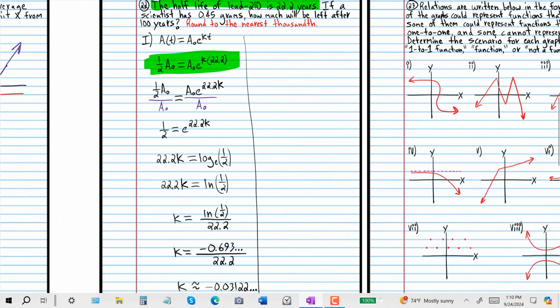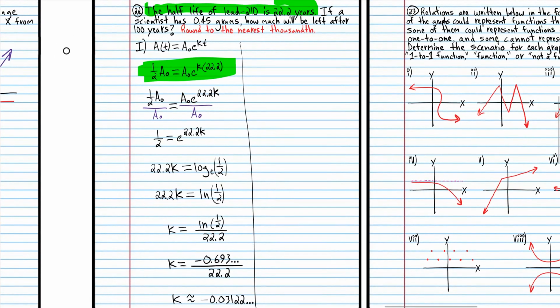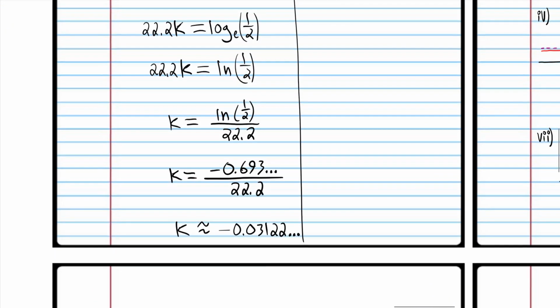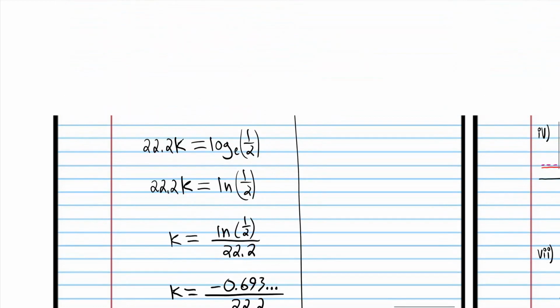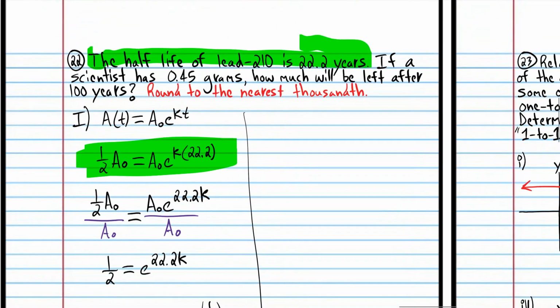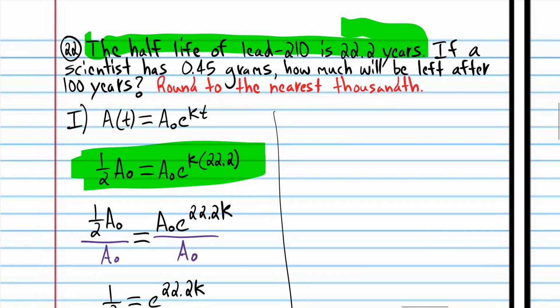We were given the half-life, and that enabled us to find our k value. The k value is called the rate of decay. Now, why is the rate negative? The rate is negative because this is talking about decay. If we were talking about growth, the rate would be positive. Okay, so now we go on to step 2.